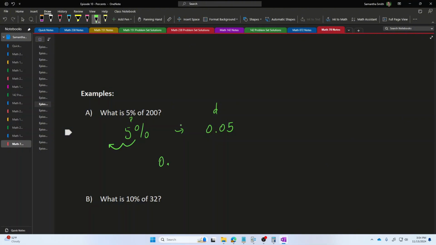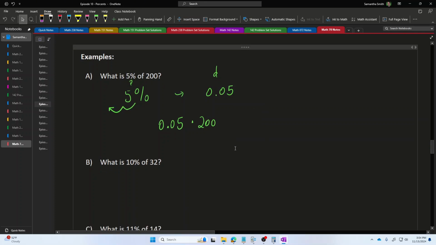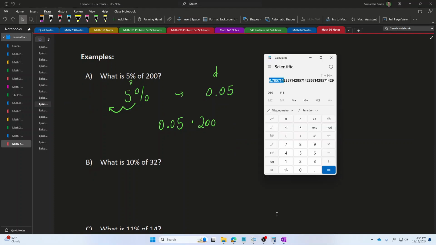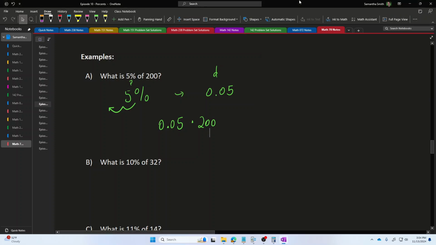Then I'm going to take 0.05 of 200, remembering that the word "of" is talking about multiplication. So 0.05 times 200 is just 10. 10 is 5% of 200.